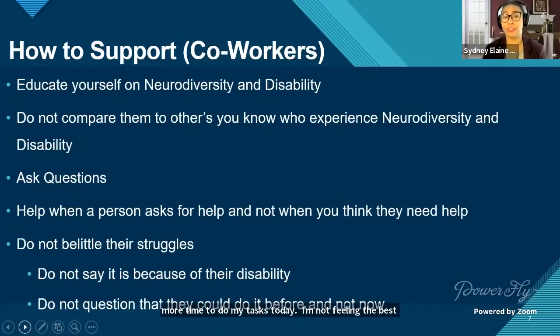So now as a coworker, educate yourself. This also goes hand in hand with management, but as a coworker, educate yourself on neurodiversity and disability, and really understand how it can impact someone, and talk to them, ask questions. Don't compare them to other people who experience neurodiversity or disability.